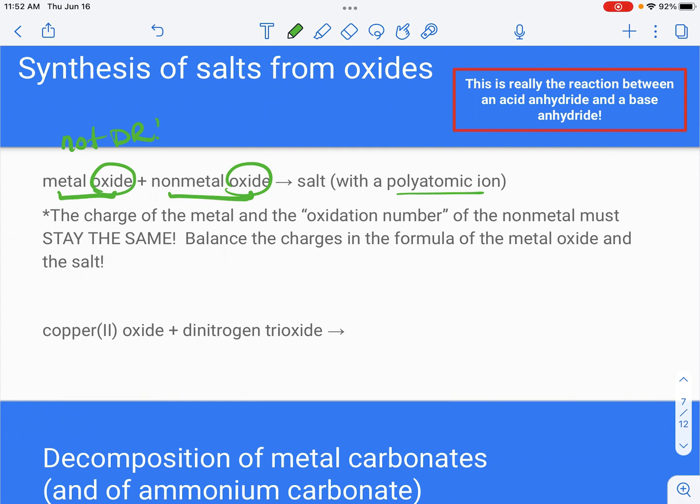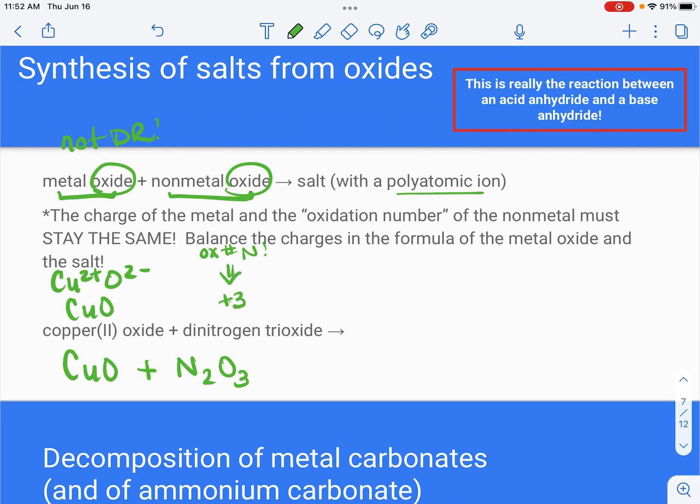So let's come in and see what we have here. We have copper 2 oxide. This would be Cu2+ and O2-, so this is CuO. And I have dinitrogen trioxide. This is a molecular compound, so they're telling me 2 N's and 3 O's. I actually want to come up here and find the oxidation number of the N so that I know what to do on the other side. And so remember that oxygen is negative 2, that would be a total of negative 6. The nitrogen would be positive, 6 divided by 2, so this is going to be plus 3, okay?